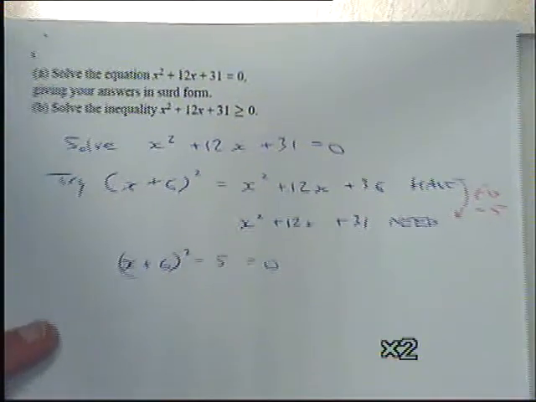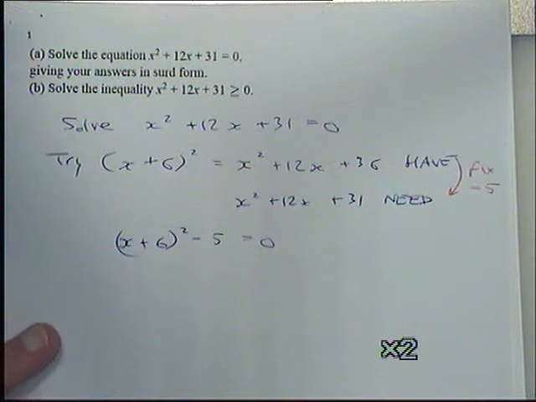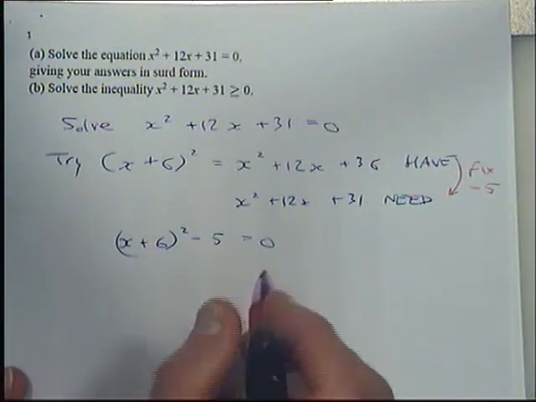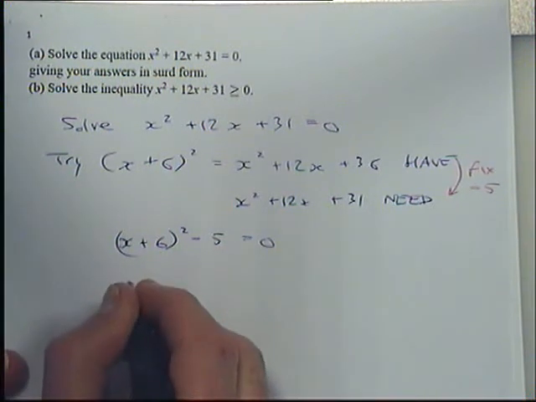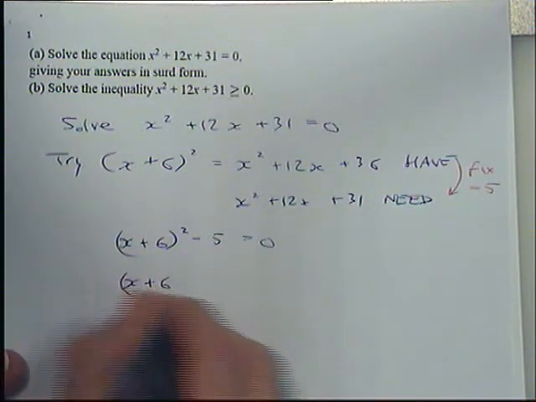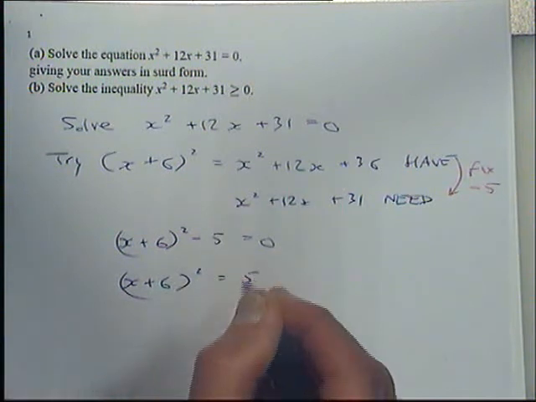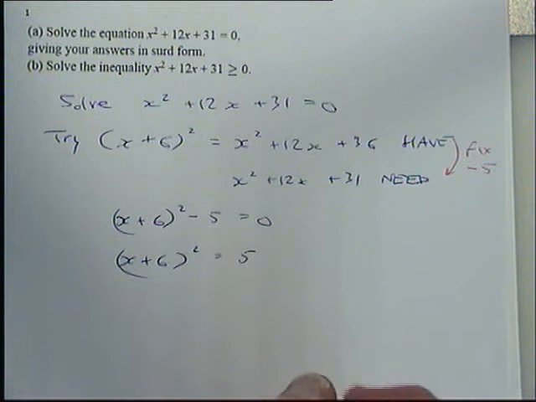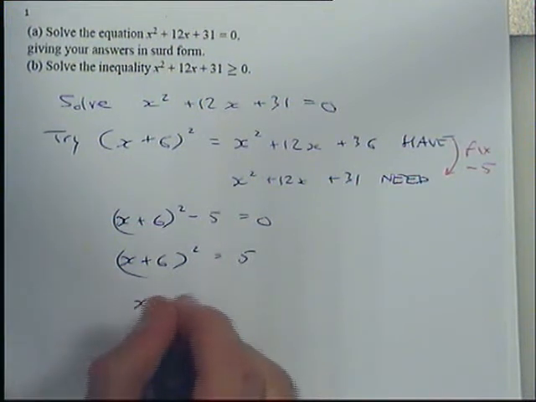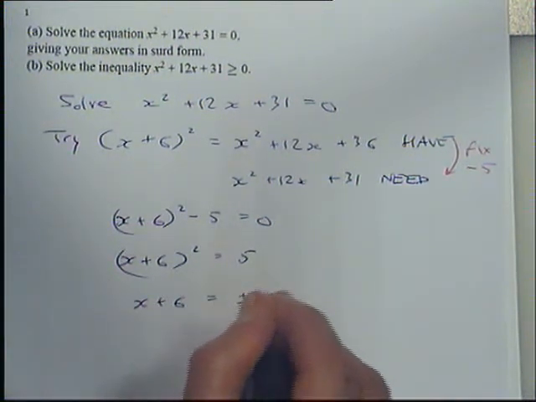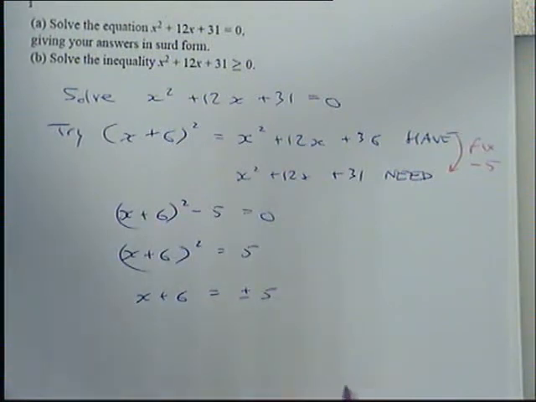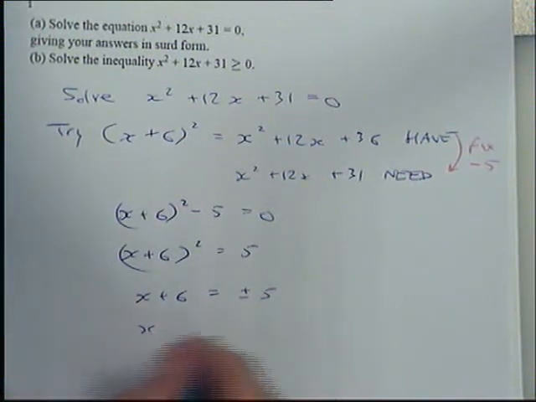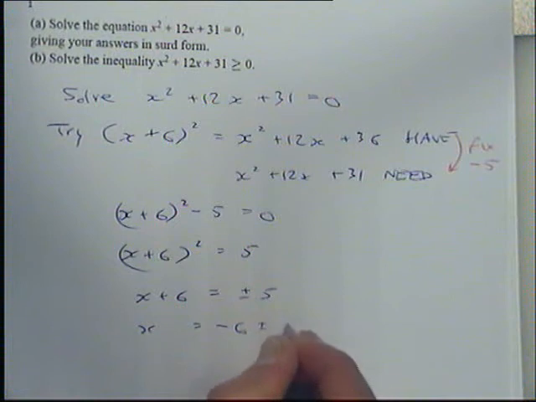We had to solve it, giving our answers in surd form. If it says in surd form, it's probably not going to factorise. So next step, what's the next step in solving this? Add 5 to both sides. I want to hear people other than the front row. What's the next step in solving this one? Square root. Okay. Next step. Minus the 6. Normally write it at the beginning.